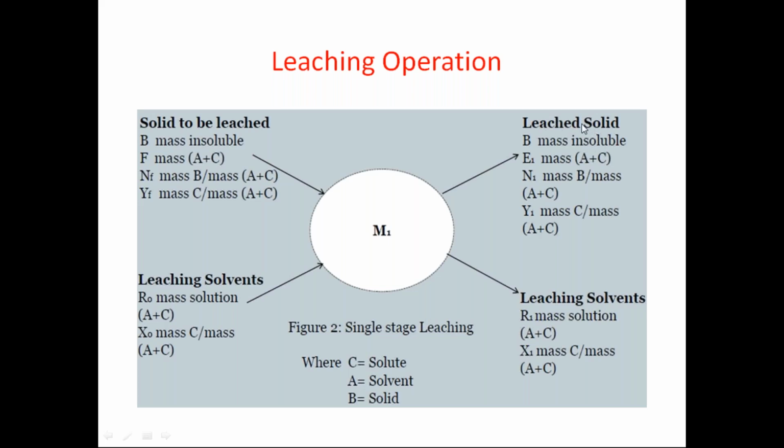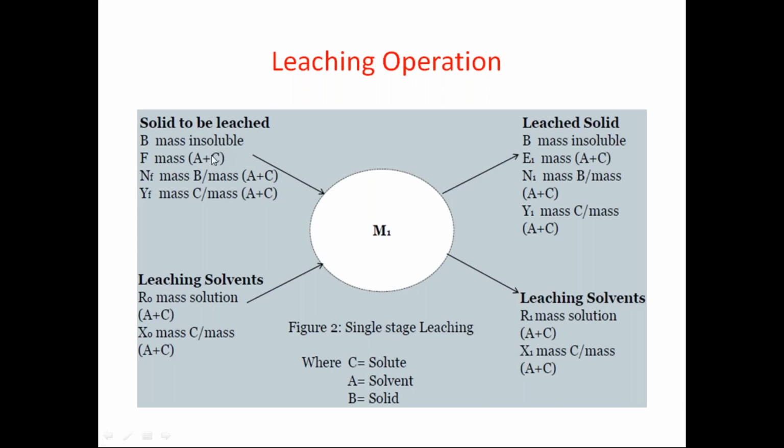And in the settler, the solids along with some solvent will be settled down. So this is called underflow. So you have these notations. B is the mass of insoluble solids, and for F we will consider only the A plus C. The C is the soluble material which is present in the solids.